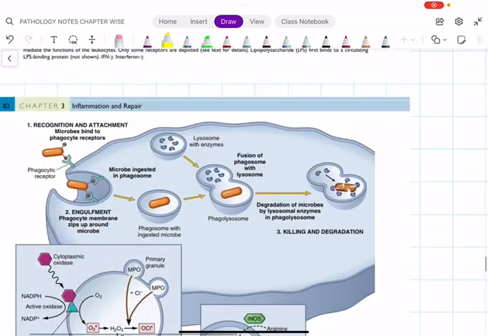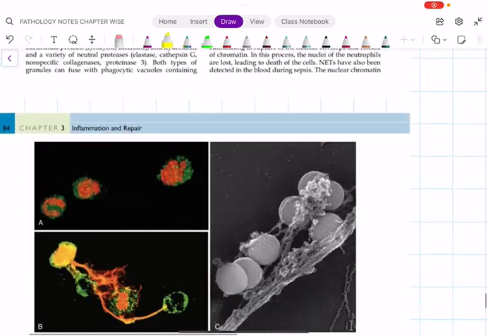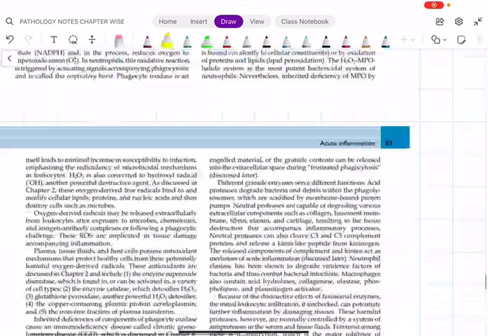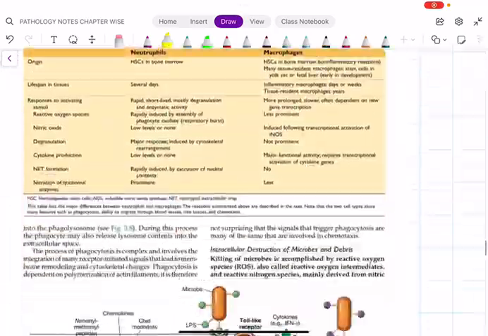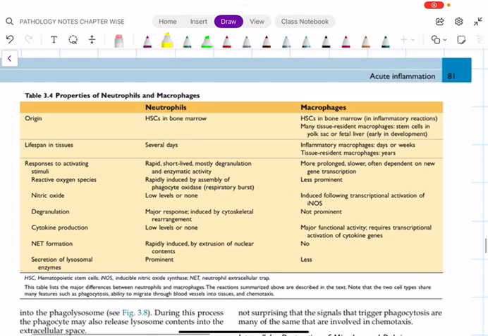Okay, now what is happening? Killing happened. Okay, let us take it first. Neutrophils, macrophages, some important properties have been mentioned.